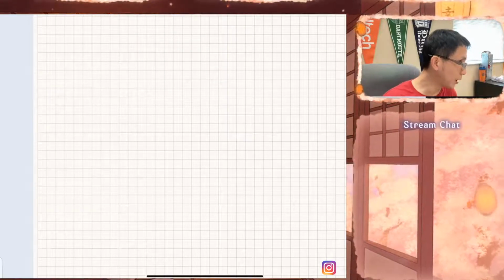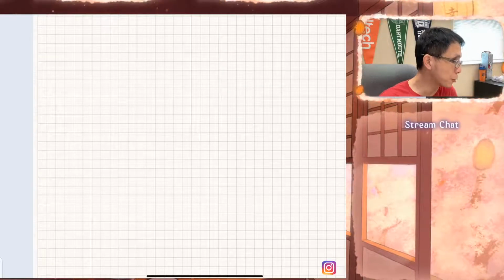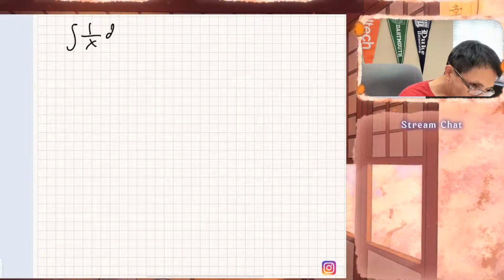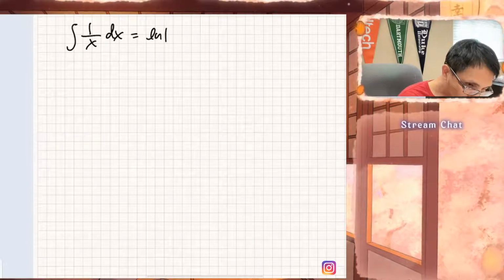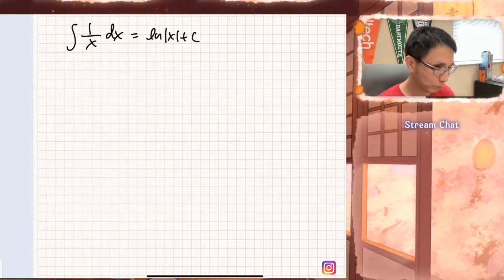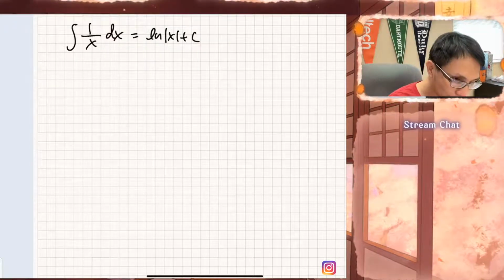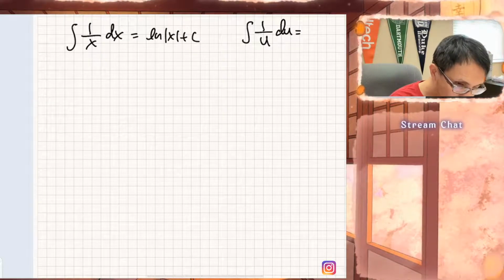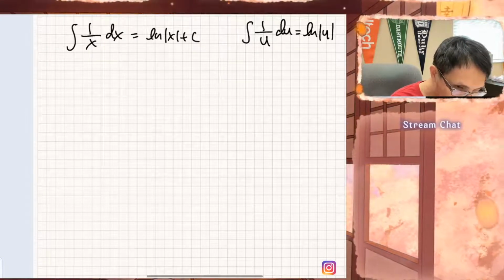Okay, so today log integration is super easy. Integration of 1 over x dx is just natural log of absolute value x plus c. That's it. And integration of 1 over u du is natural log of absolute value u plus c.